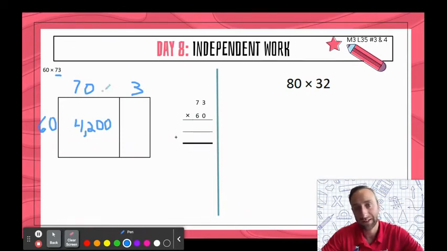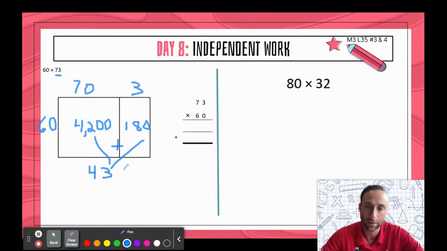Now I do 60 times 3, right? I have 1 0. And 6 times 3 is 18, so 180, right? So if I add it all up, I get 4,380.